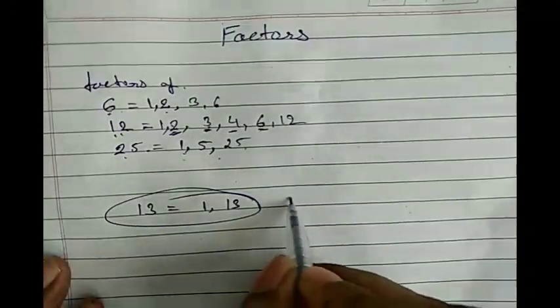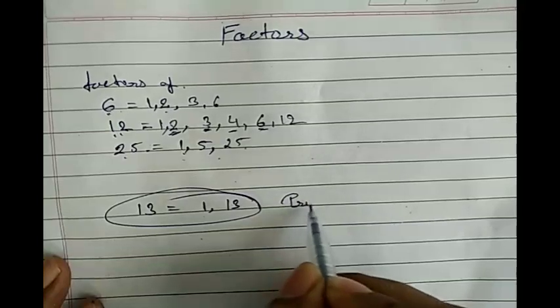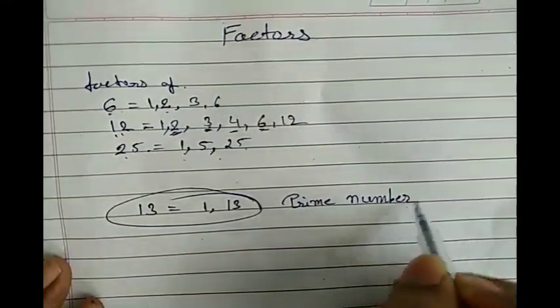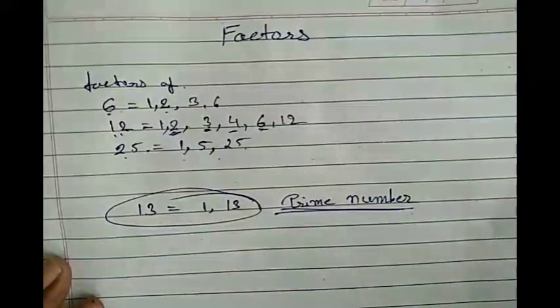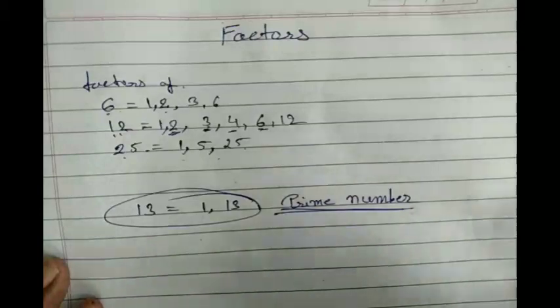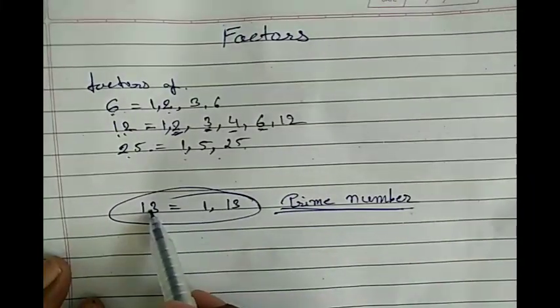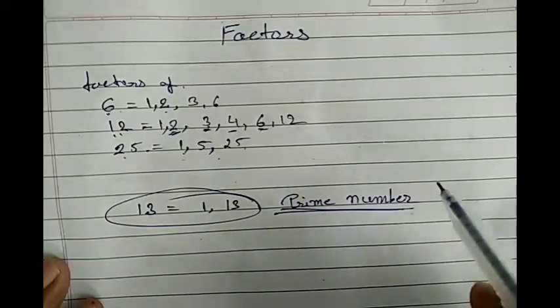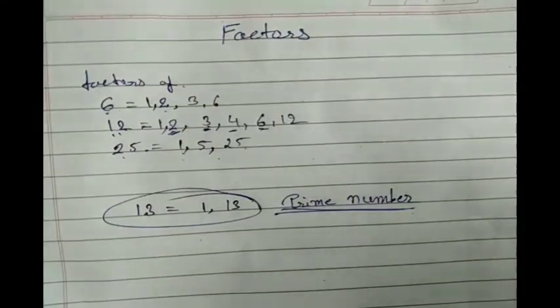Such numbers, whose factors are only 1 and the number itself, are known as prime numbers. We are going to discuss that afterwards in the prime number topic. But for example, if a number's factors are only 1 and 13, it is known as a prime number. So let's repeat again.